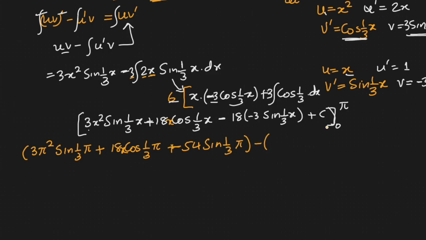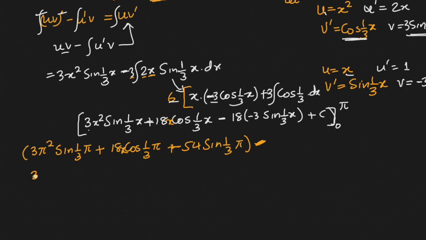minus, put 0. Sine 0 is 0. That means no need to write this part for 0. This is sine 0. This need not be written. Only this middle part will be substituted with 0. Others are 0. That's why I'm not even writing them. So 18 times x. That means it is also gone. So there is no need to write this. All three become 0. That's why I'm not writing them. Okay. So this is the only one.